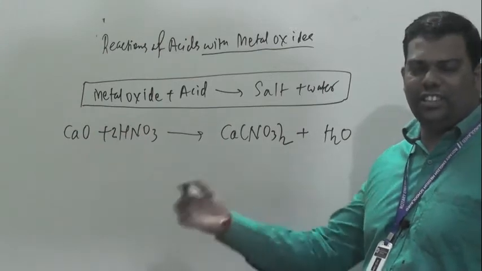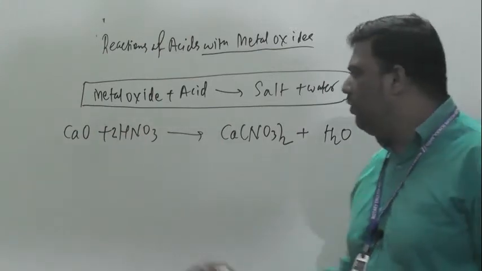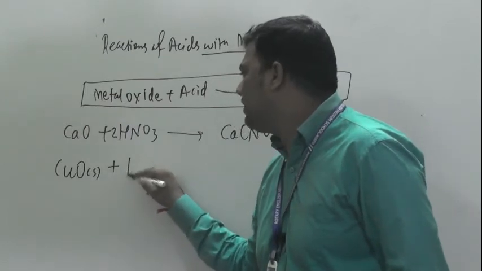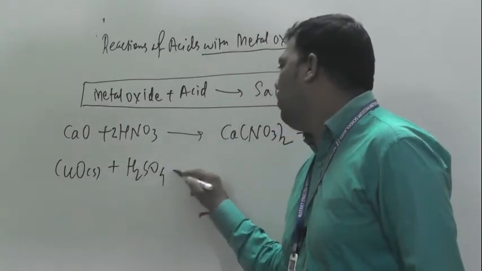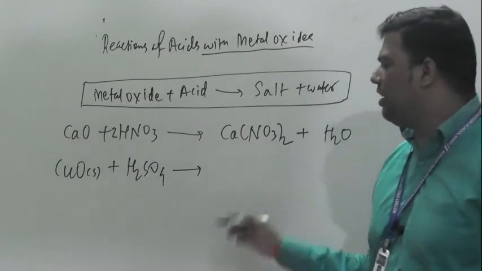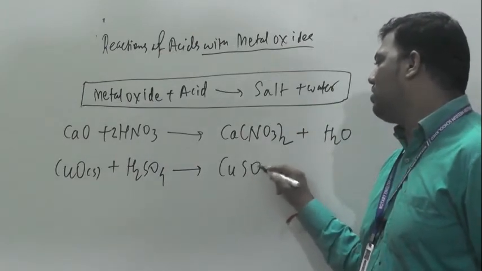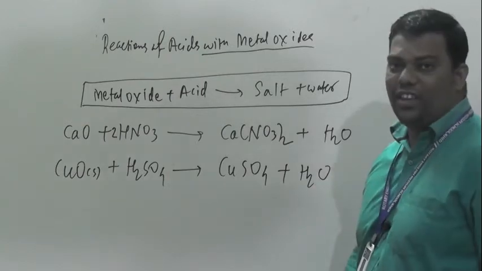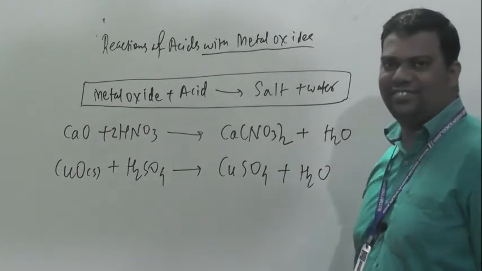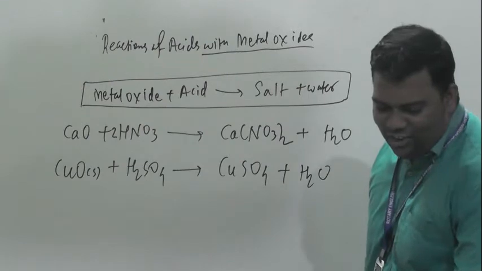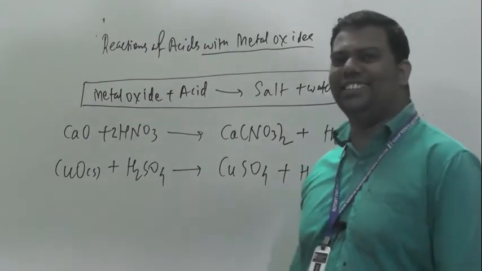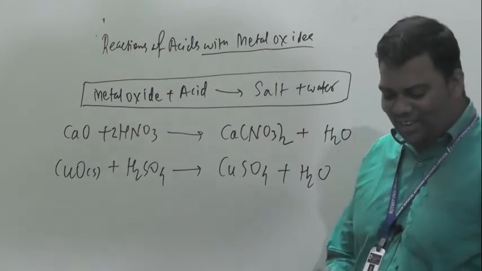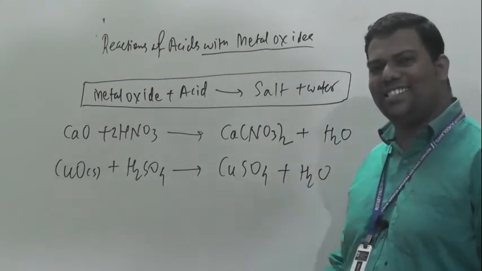Metal oxide with acid. Now suppose you are taking CuO solid plus H2SO4. What will you get? Immediately you will get CuSO4 plus H2O, aqueous. So a metal oxide reacts with acid similar to its reaction with base.